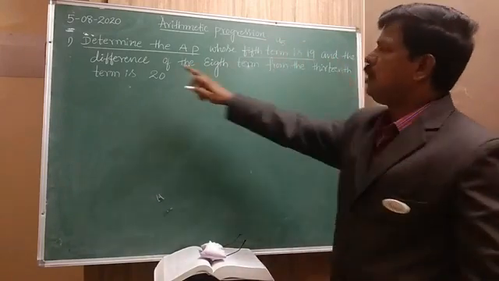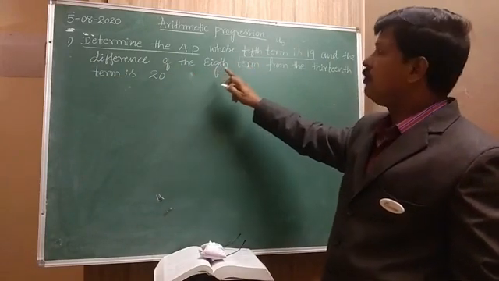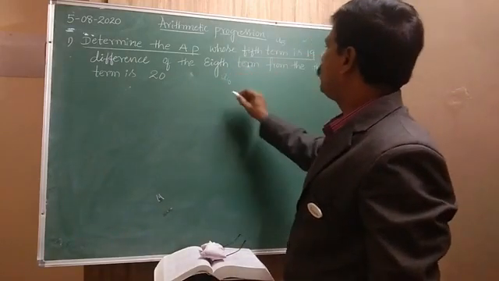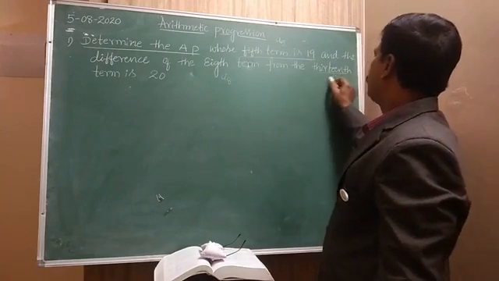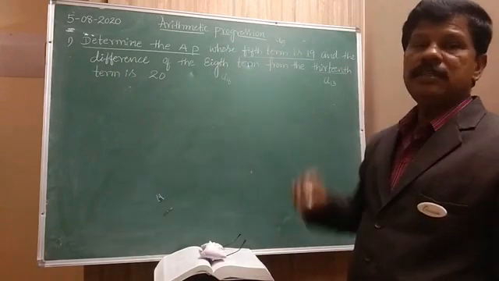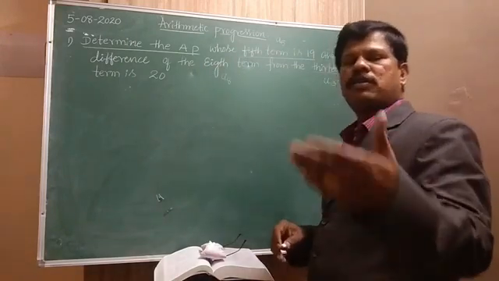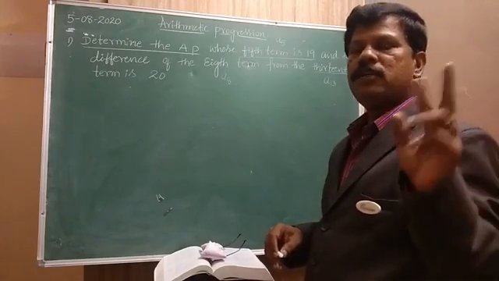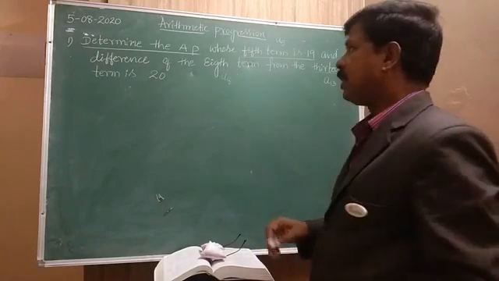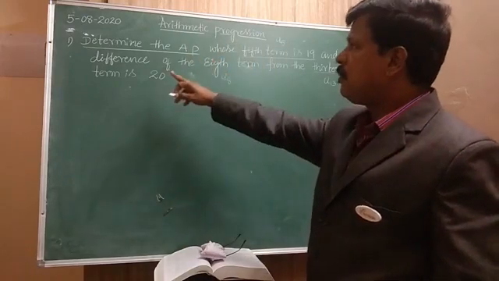And the difference of the eighth term from the 13th term is 20. That means A13 minus A8 is 20. So they have given the difference. In the previous statement problems, we solved the sum of two terms, like A5 plus A8. Here they have given the difference.